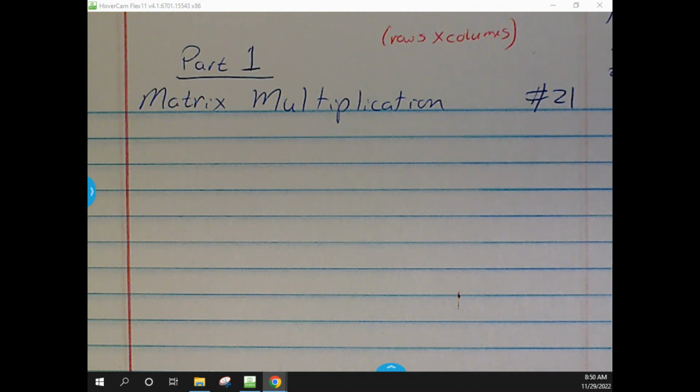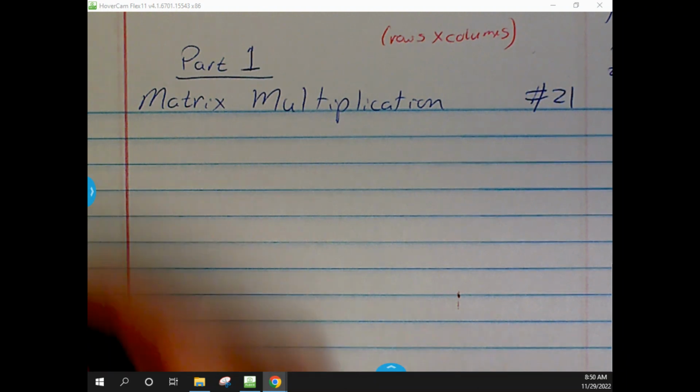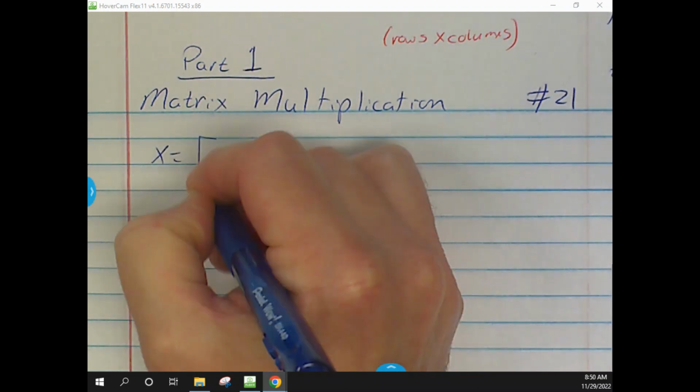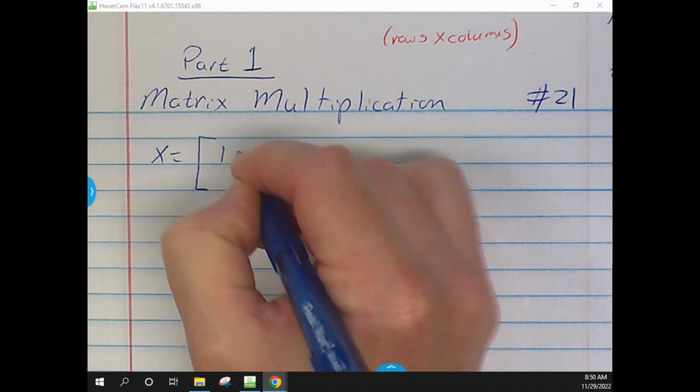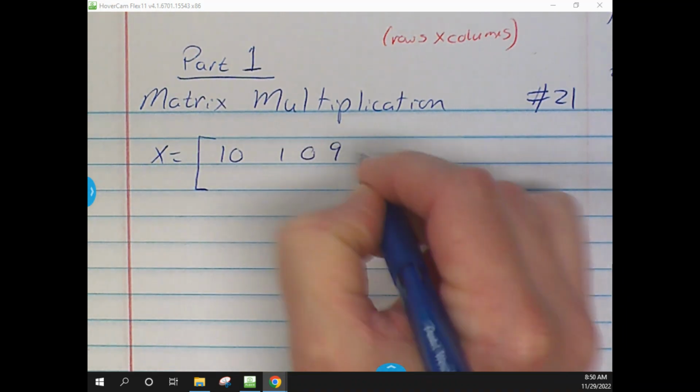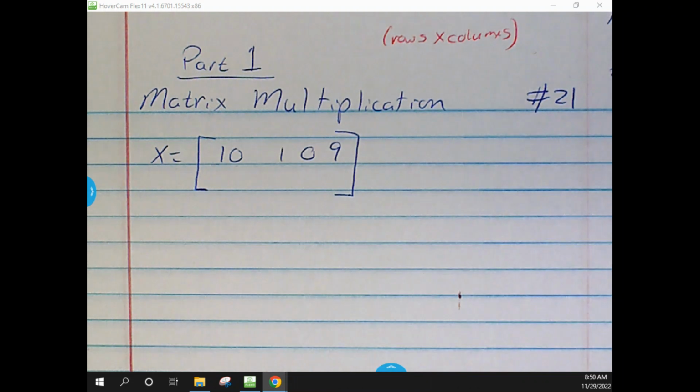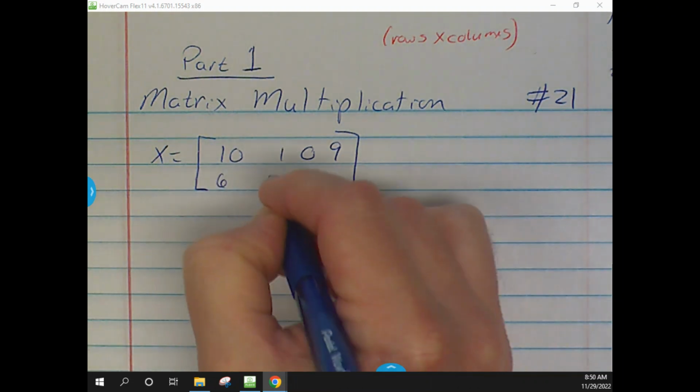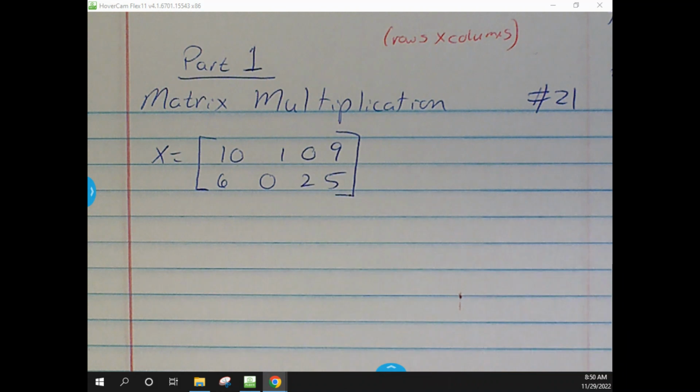All right, yesterday we did a 2 by 2, which was all the time that we had. Today we're going to look at some that are not 2 by 2s, some different sizes, some different ways to mix them up. So let's say that X is 10, 1, 0, 9. And this is 6, 0, 2, 5.